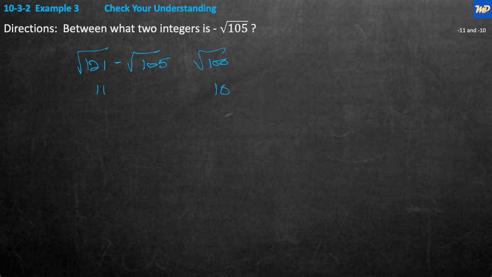So it's negative, of course. That means the number you're looking for is somewhere between negative 11 and negative 10. The negative square root of 105 is somewhere between negative 11 and negative 10. Okay? Good job.